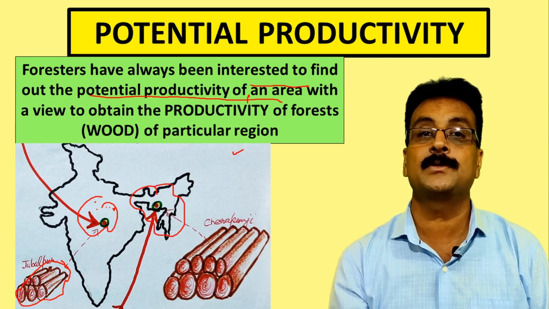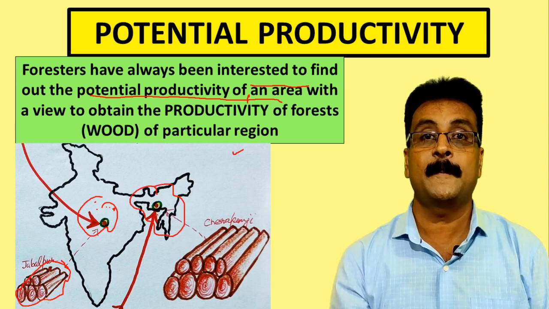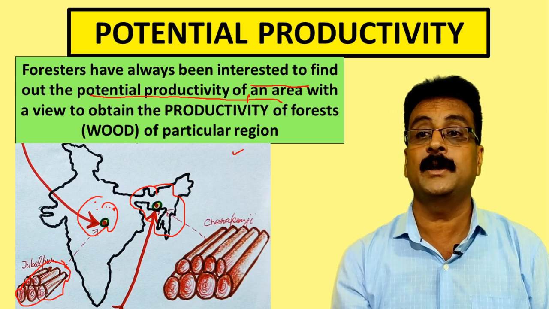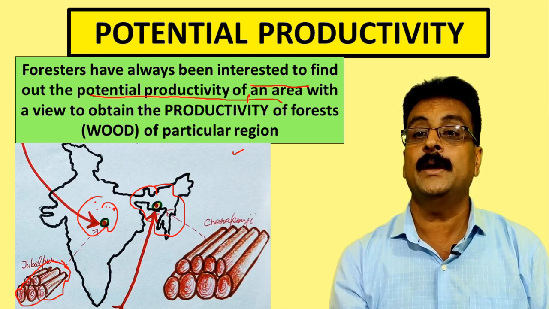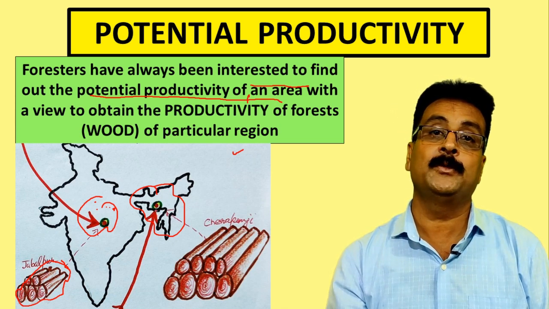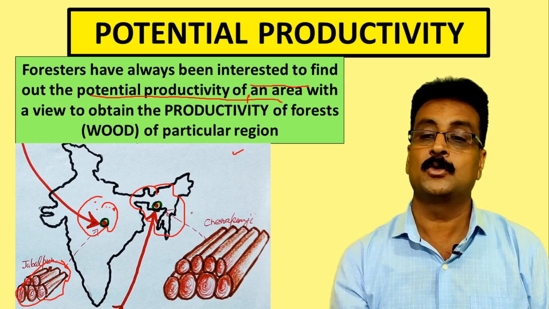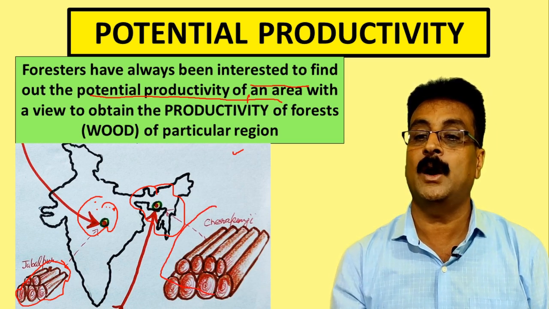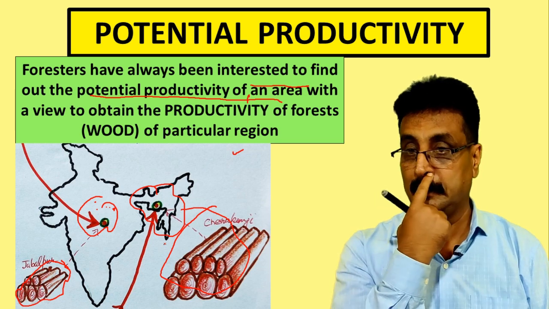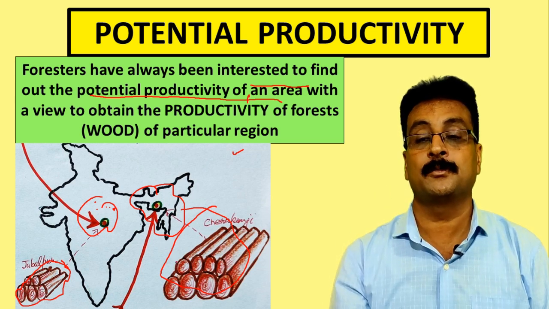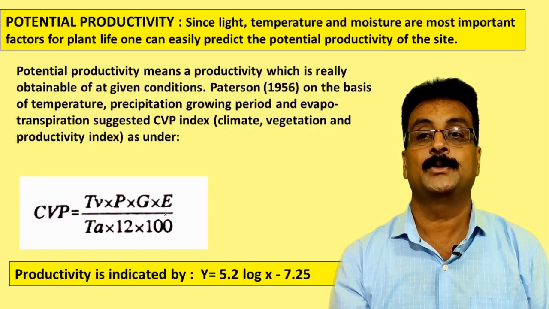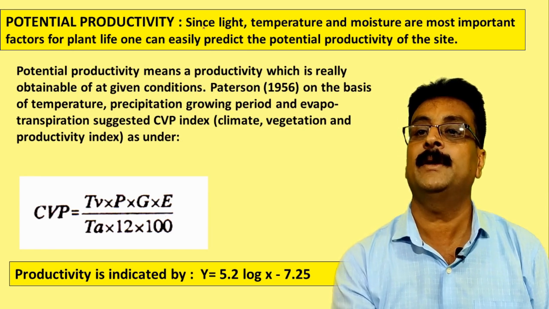When you are posted in the northeast, in Cherrapunji, you'll be interested in what the potential productivity of the wood here is, what the forest here yields. To obtain this, we should know the potential productivity. The potential productivity of Cherrapunji is very high, so cubic meter per hectare per year is much higher as compared to Jabalpur. So let's understand potential productivity.